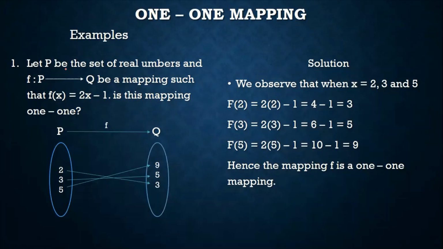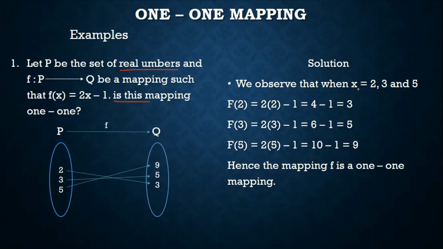This example states let P be the set of real numbers, and let F be the function between P and Q. And let this be a mapping such that f(x) equals 2x minus 1. So the function connecting set P and set Q is what? Is 2x minus 1. Now the question is, is this mapping one-to-one? How do we know that? The first thing to do is to understand that your P is a set of real numbers. Is that okay? Now we are referring to the set of real numbers, which can be 1, 2, 3, and so on and so forth.